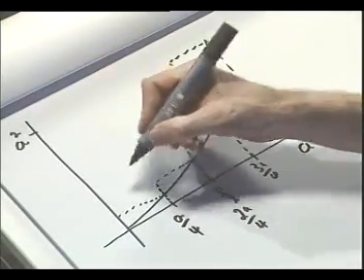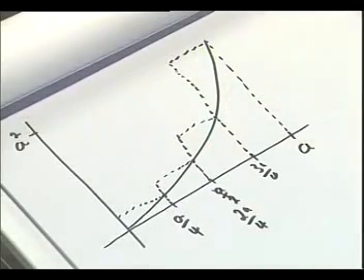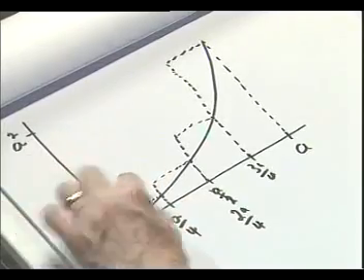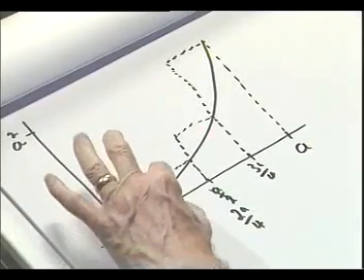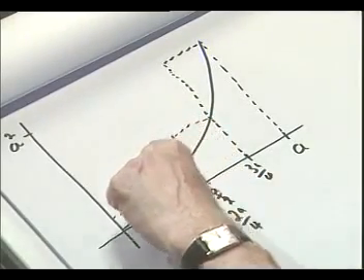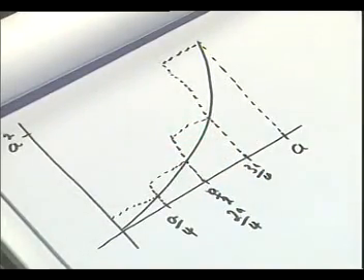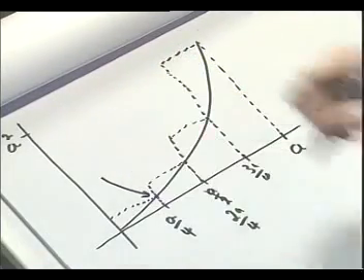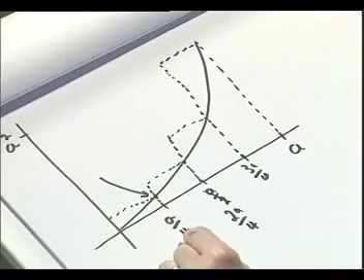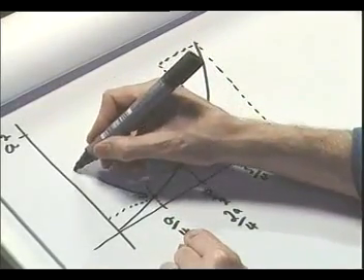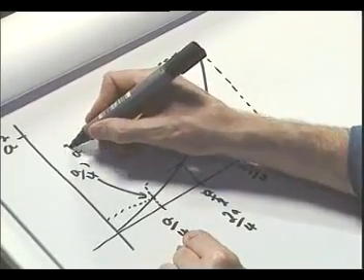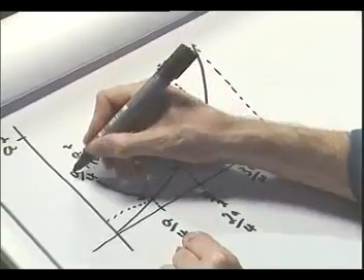So let's just write down the coordinates of these points, because the coordinates of these points will be the heights of the rectangles. So the y-coordinate there will give us the height of that rectangle. The y-coordinate there, the height of that rectangle, and so on. So this point here has an x-coordinate of a over 4. It will be a squared over 16.